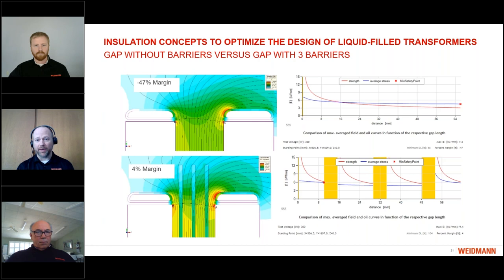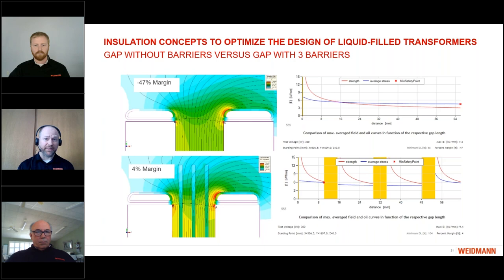However, again, we're trying to think of these from a practical standpoint. So you can't just put any size barriers in. You need to be considerate of what your design may be, what the clearances are, what the individual gaps might say. In this case, 4% is still relatively low.